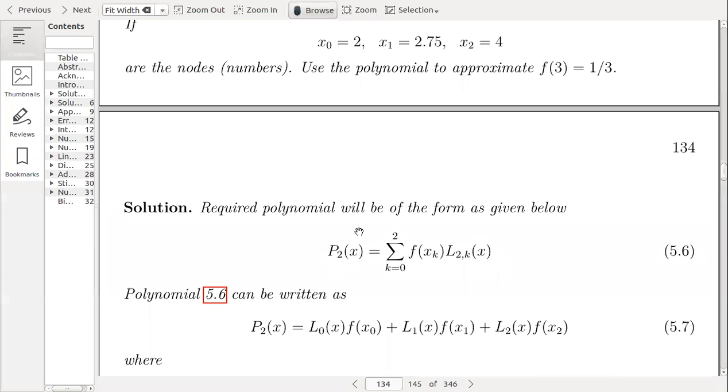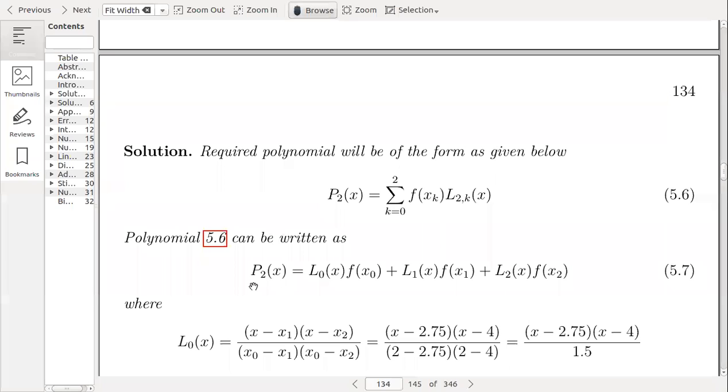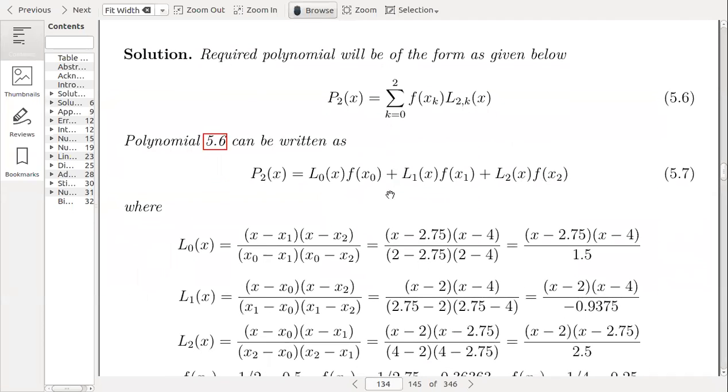So P2 of x, the Lagrange polynomial of degree 2, can be written as P2 of x is equal to L0 of x f of x0 plus L1 of x f of x1 plus L2 of x f of x2, where L0 of x is equal to (x minus x1)(x minus x2), and then these same factors can be written as the denominator, but just replacing x with x0.